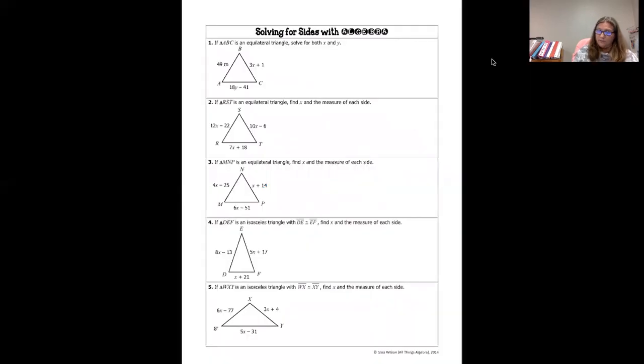We're now going to look at some algebra. If you want to make a note, we're going to do 1 and 4 on this page. If ABC is an equilateral triangle, then that means all sides are the same. So I am going to say that 3x plus 1 is 49 and 18y minus 41 is 49. So 3x plus 1 is 49. Subtract 1 and divide by 3. X is 16. 18y minus 41 is equal to 49. Add 41 and divide by 18, and y is 5.